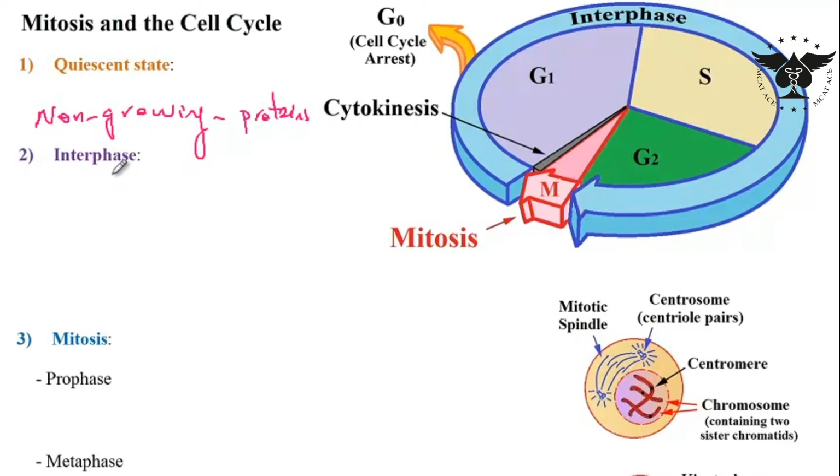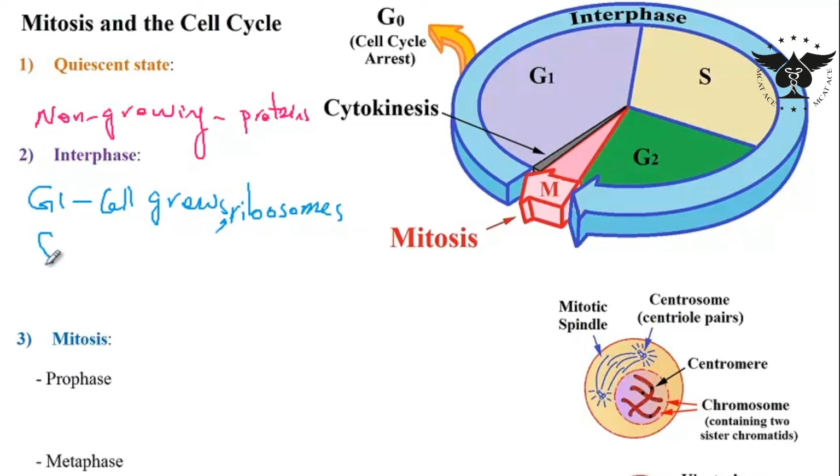The next phase is interphase, which is shown right here in the light blue color. Interphase is actually the time during which the cell grows and is preparing for the next step, which is mitosis, the division of the chromosomes, and then finally cytokinesis, which is division of the cytoplasm. So interphase is actually the growth phase. And interphase is divided into three phases itself. G1, during which time the cell grows in size, and it produces more ribosomes and proteins in preparation for cell division.